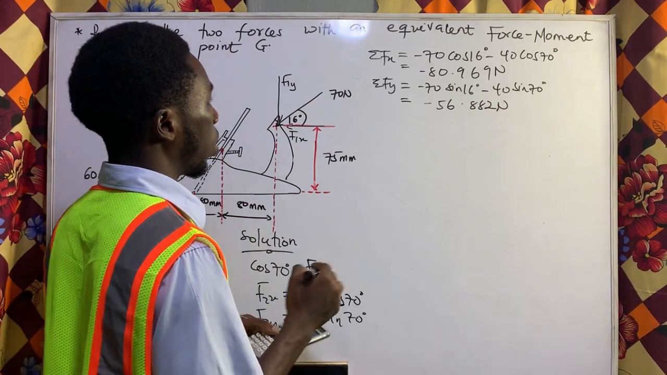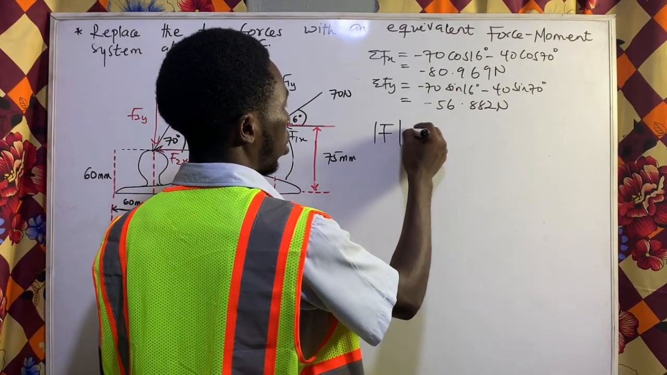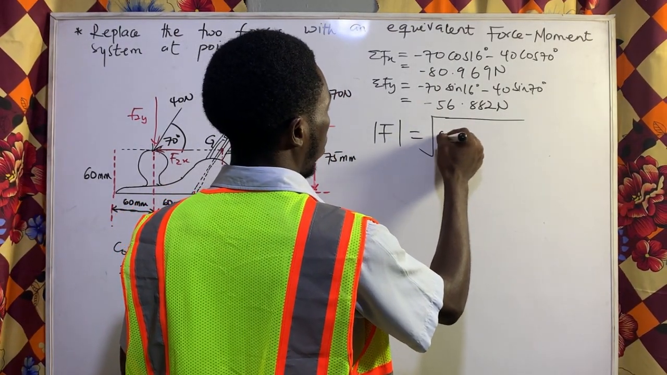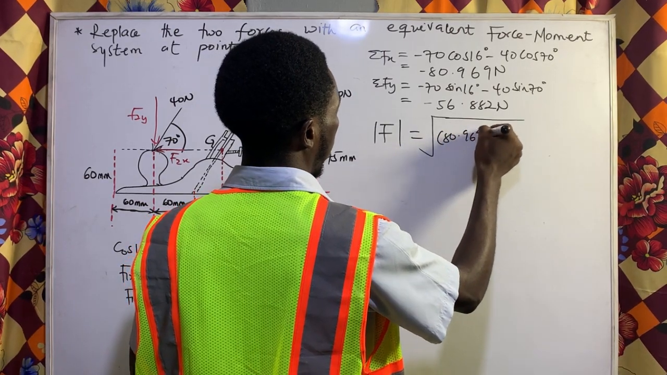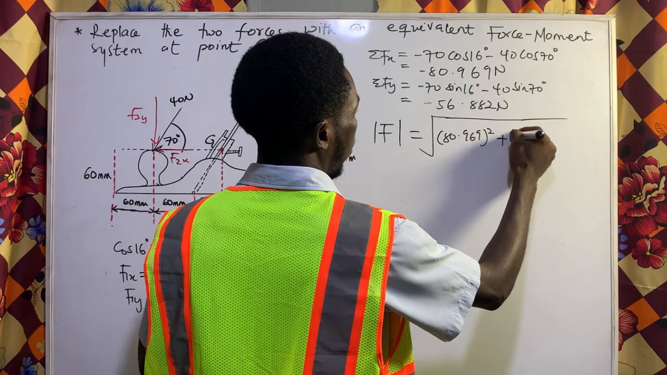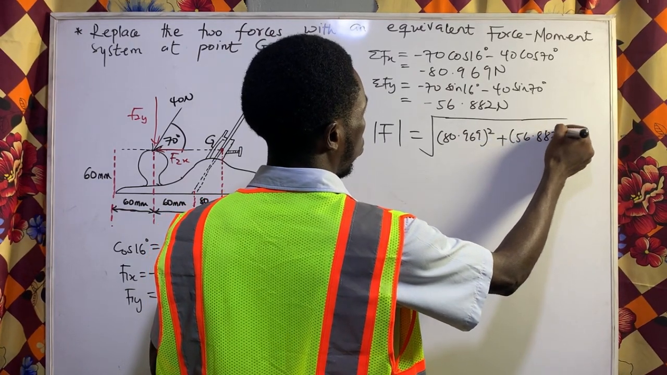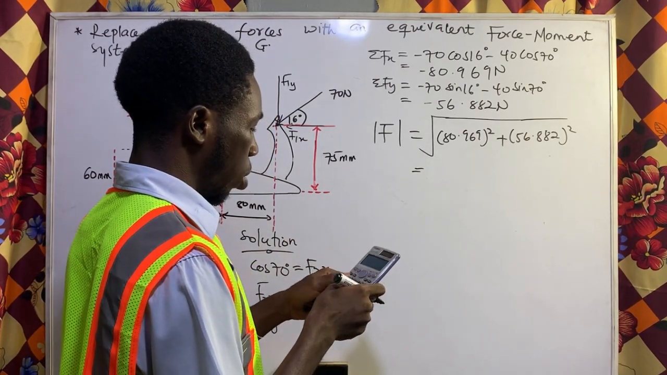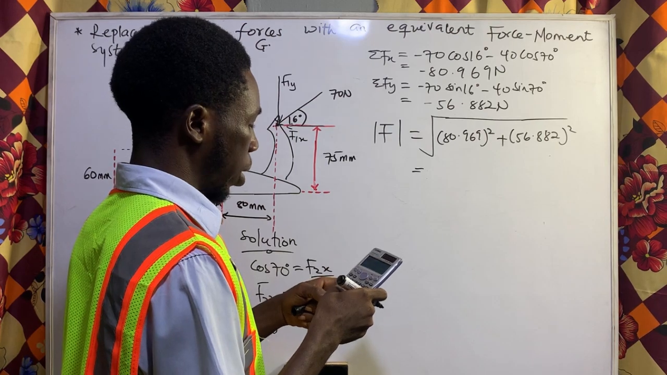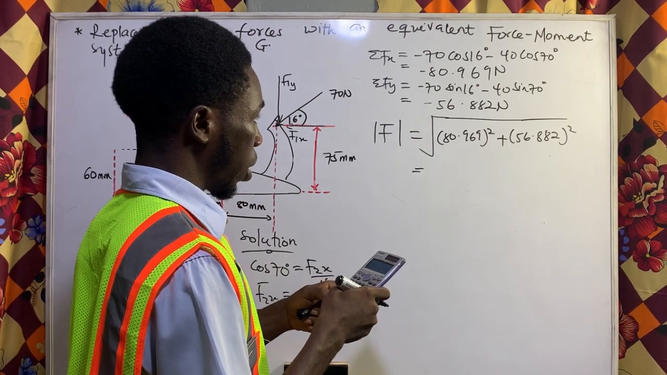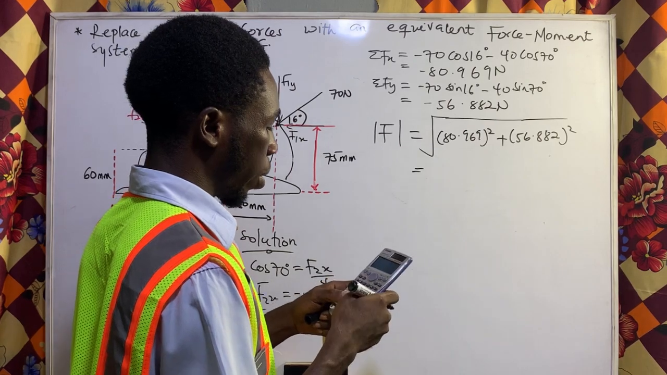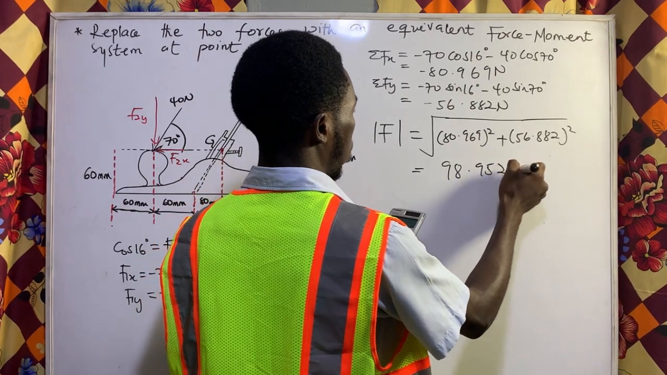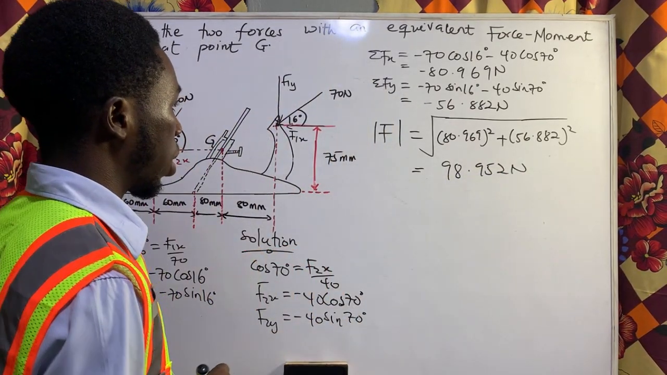So now let's find the magnitude of the resultant force. That will equal the square root of, let's ignore the negatives, 80.969 squared plus 56.882 squared. So that gives us a value of 98.952 newtons. Okay, so that's the magnitude.